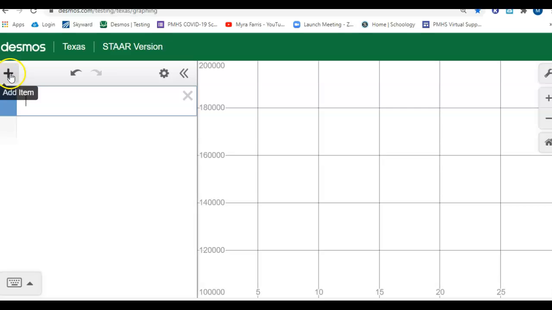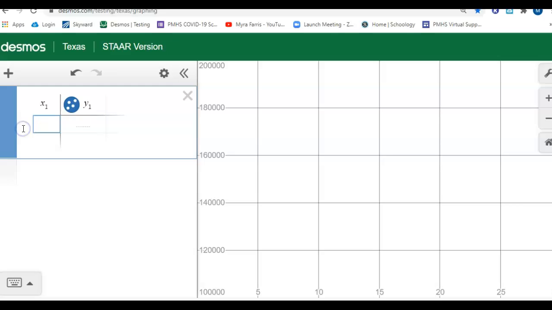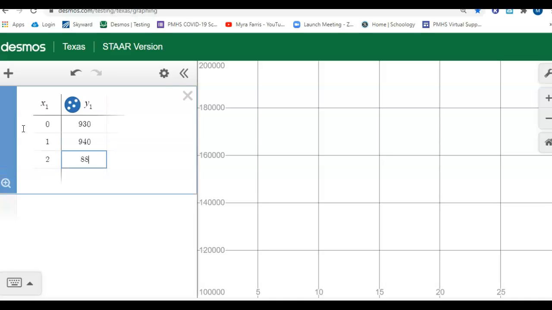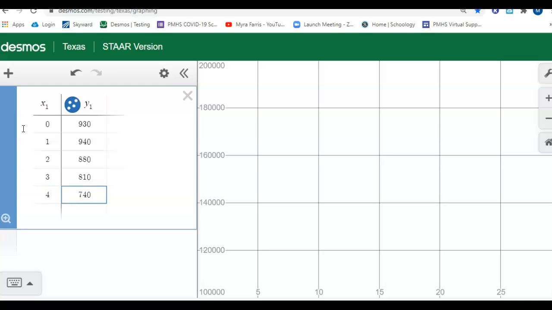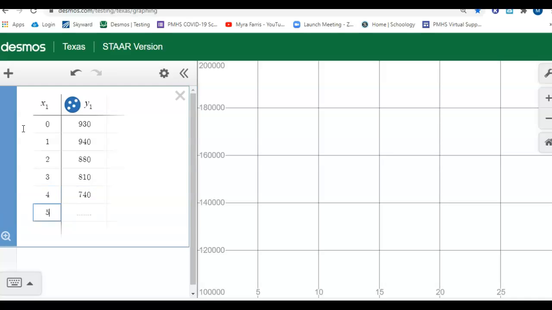And we are going to click on this plus sign and then a table. And we're going to enter our data. The first data point was 0, 930. And then 1 goes with 940. 2 goes with 880. 3, 810. 4, 740. 5, 770. 6, 705.